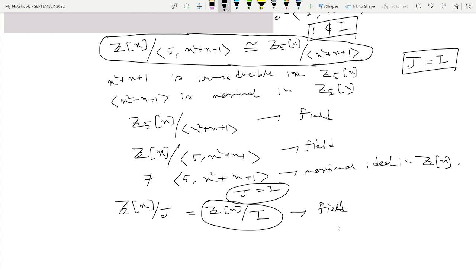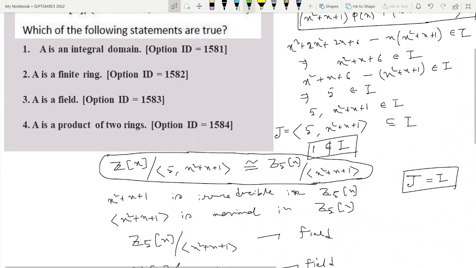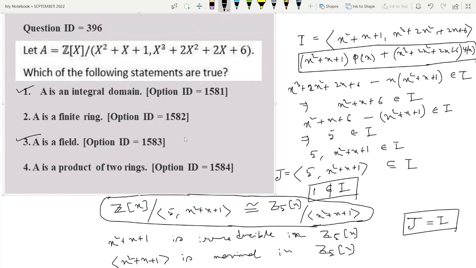Since it is a field, it is also an integral domain. So in the options, option 1 and option 3 are correct because this Zx by I is a field, so it is also an integral domain. This ring is denoted by A, so A is an integral domain and also a field. Option 1 and 3 are correct options.